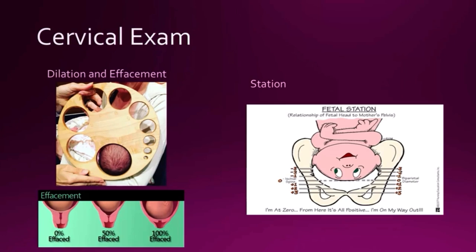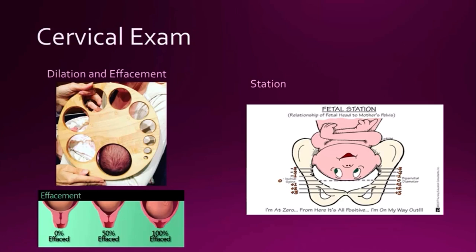A negative station indicates they're higher in the pelvis. A 0 means they're at the bottom of the pelvis but have not come all the way through yet. And then your plus stations are going to be closer to the outside of the body, so the head has made it through the pelvis and is now moving towards the outside of the body. We can also feel for suture lines in the baby's head and fontanelles to make sure that we do have a fetal head, so that the presentation is vertex, because vertex means head down. Those are the 4 components that we typically feel for when we do a cervical exam.